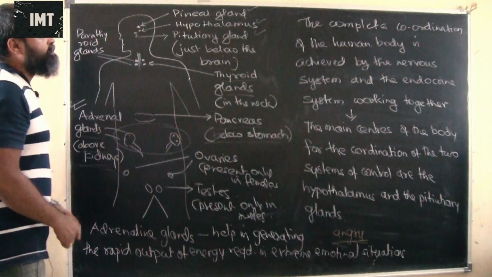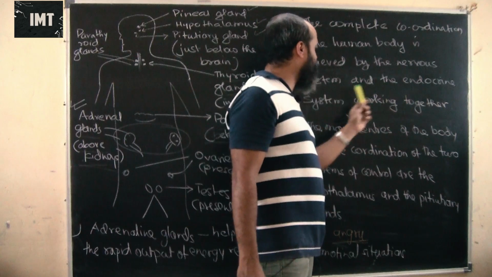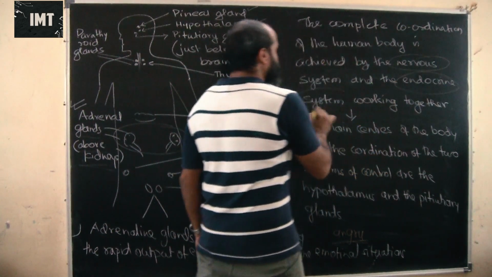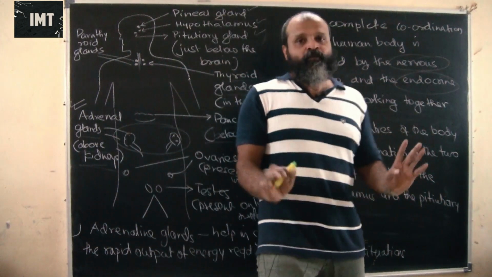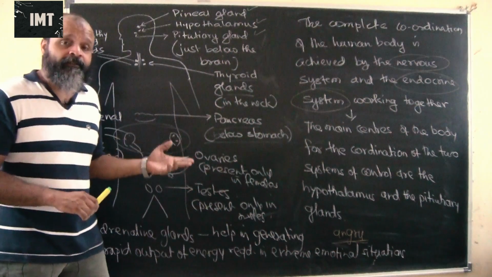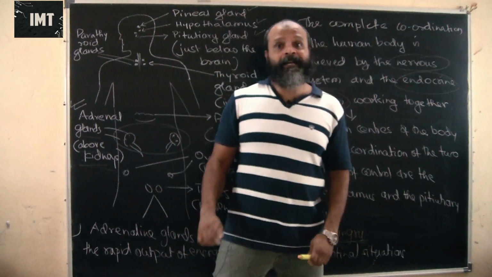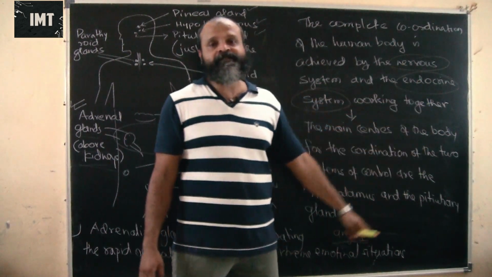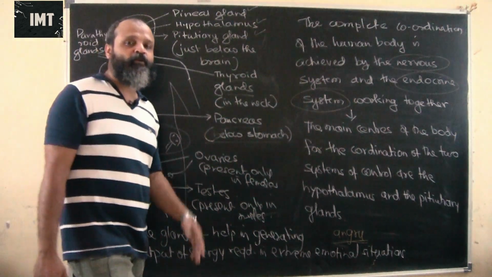All right. So the complete coordination of the human body is achieved by the nervous system and the endocrine system working together. See, we are an evolved organism. At this point of time, by and large, we are the most powerful species on earth, human beings. The reason we have developed so far is because of our extremely sensitive nervous system, and enhancing that is the endocrine system. These two work together to give us the output for which we are known as human beings.